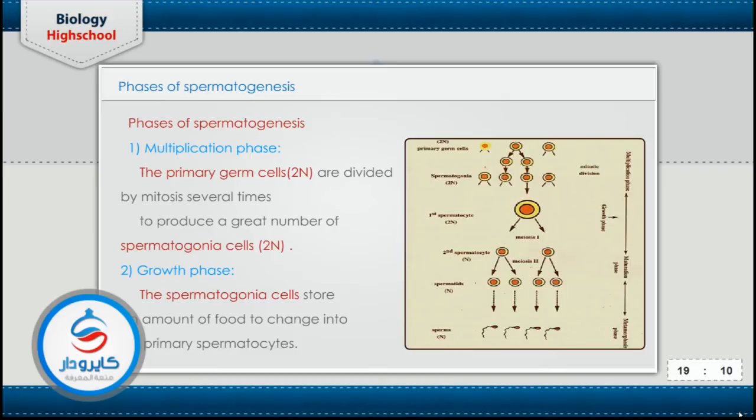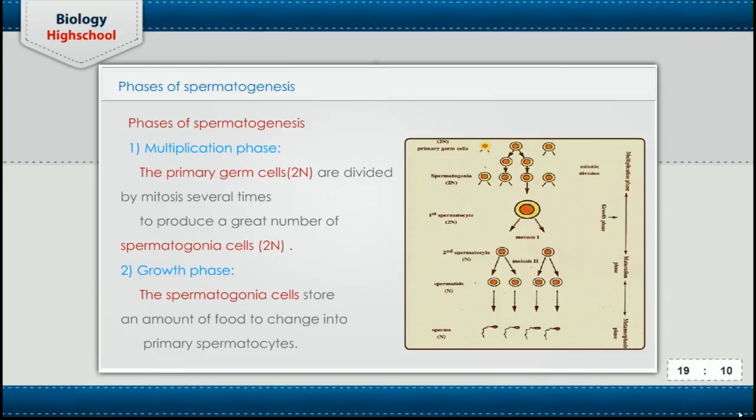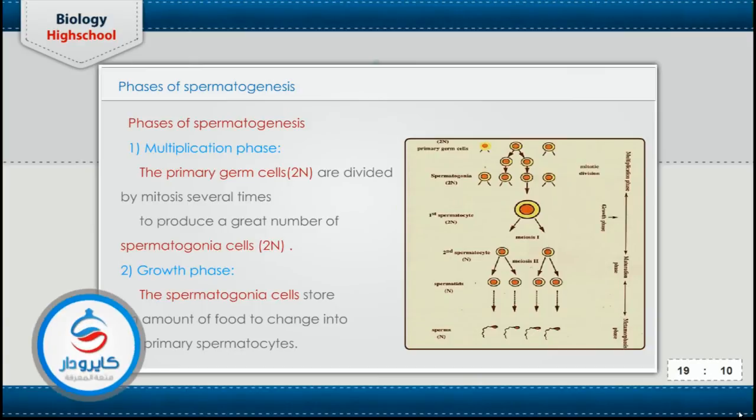But what about the phases of spermatogenesis? Spermatogenesis means the formation of sperms inside the human body. Spermatogenesis takes place in 4 stages. The first stage is called the multiplication stage. In the multiplication stage, the primary germ cells located inside the seminiferous tubules divide many times by mitosis division to produce a great number of cells, each called spermatogonia.